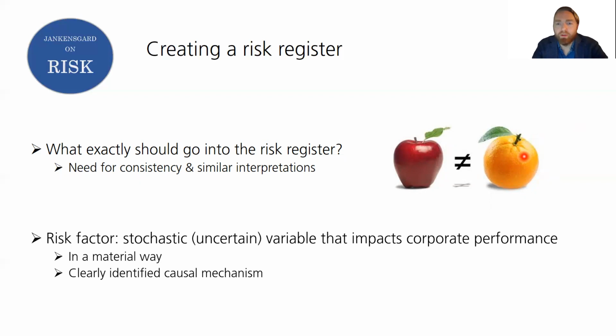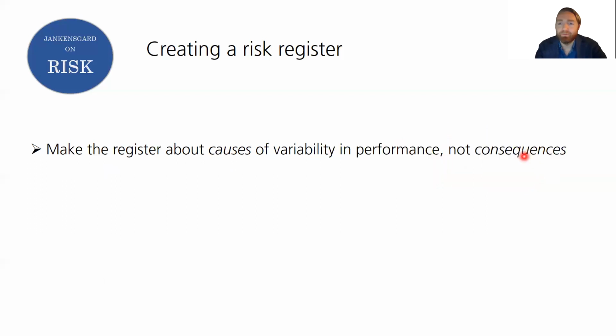We also want there to be a clearly identified causal mechanism, so that a risk factor causes an impact on corporate performance. So there needs to be a check on that as well, that the risk factor operates on corporate performance in a fairly direct and clear way. So we're going to try to make the register about causes of variability in corporate performance rather than consequences.